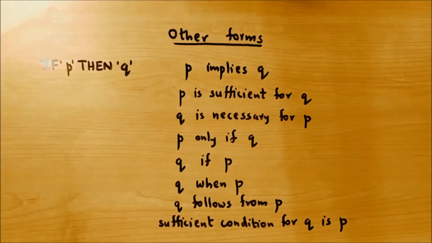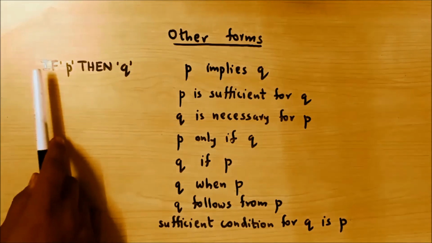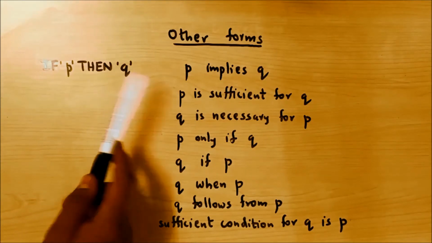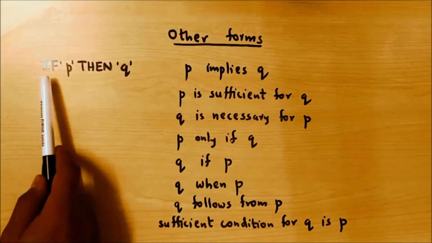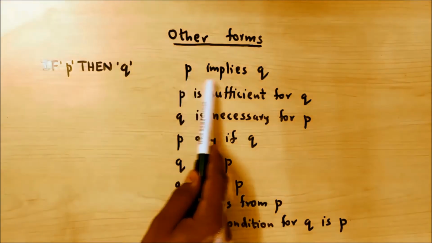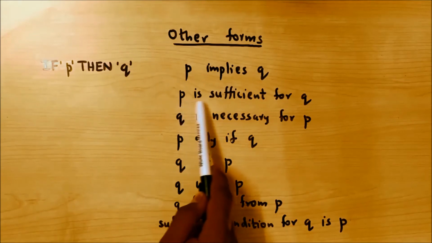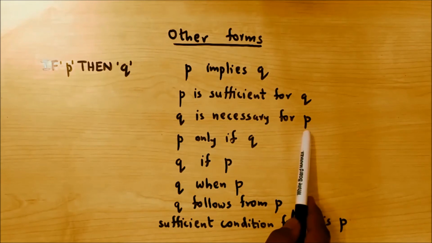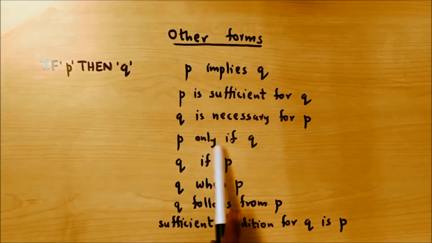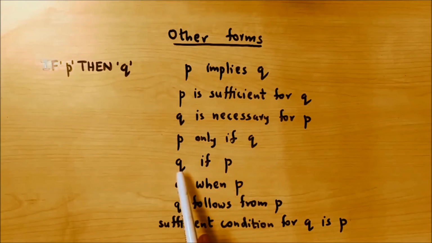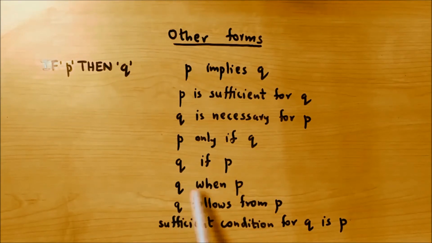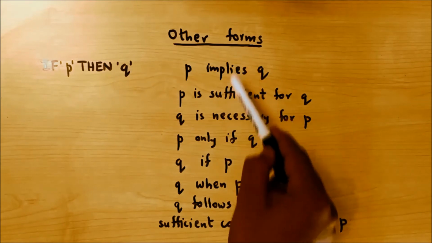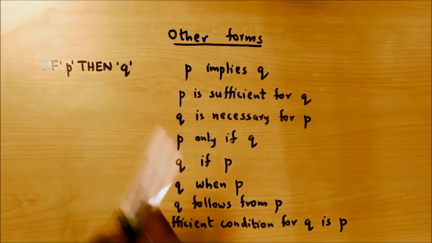Now the various forms of an if-then statement. Suppose you have a statement if P then Q. Now this could be rewritten in different forms. So if P then Q could be written as P implies Q, or P is sufficient for Q, or Q is necessary for P, or P only if Q. Next is Q if P, Q when P, Q follows from P, and lastly, a sufficient condition for Q is P. So these are the various forms of an if-then statement.